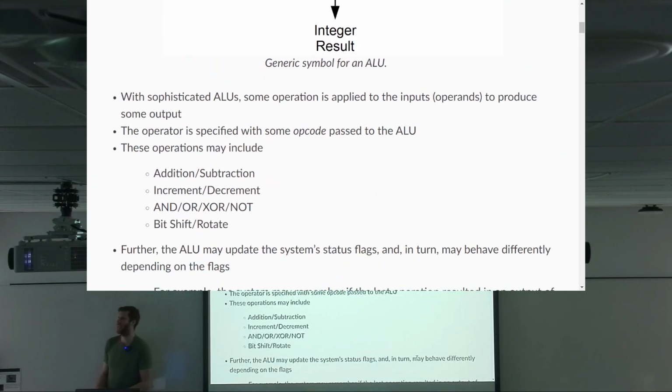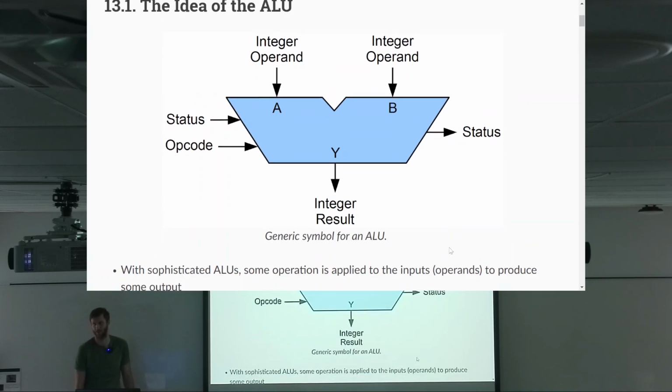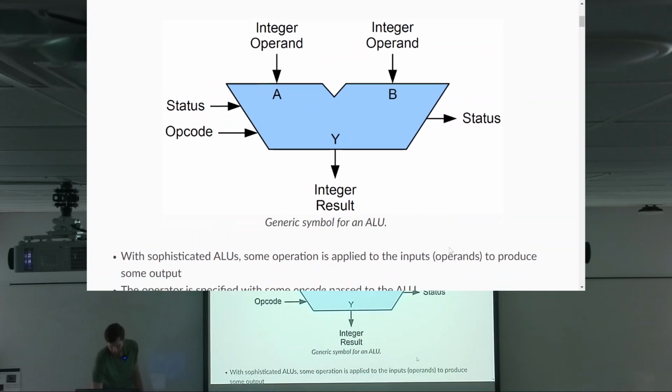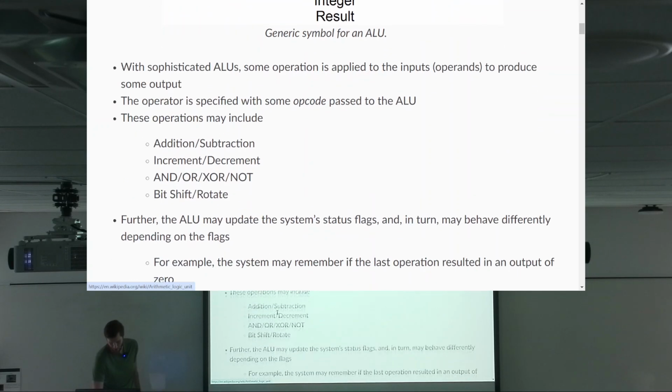So with sophisticated ALUs, some operation is applied to the input operands to produce some output. The operator is specified with some opcode passed to the ALU. Our ALU is going to be far simpler than this very general idea. Our ALU is just going to do addition and subtraction, all right? So our opcode is basically, are we doing subtraction or just regular addition? Okay, that's what it's going to be for us.